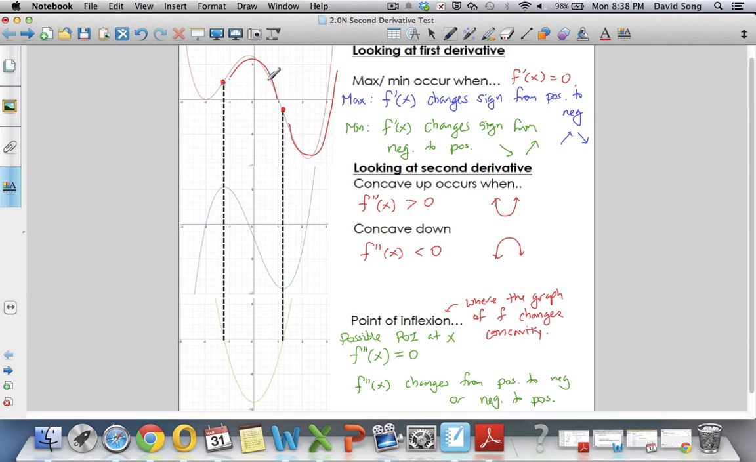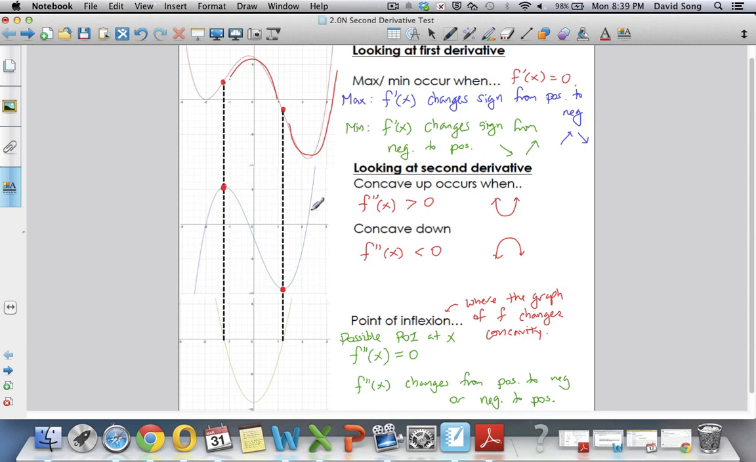Now, I was talking about the original graph and the second derivative, and I drew a line straight up. What did you notice about the f prime graph? The point of inflection happens at the turning points, the local max and min of f prime, right? That's when the point of inflection happens.